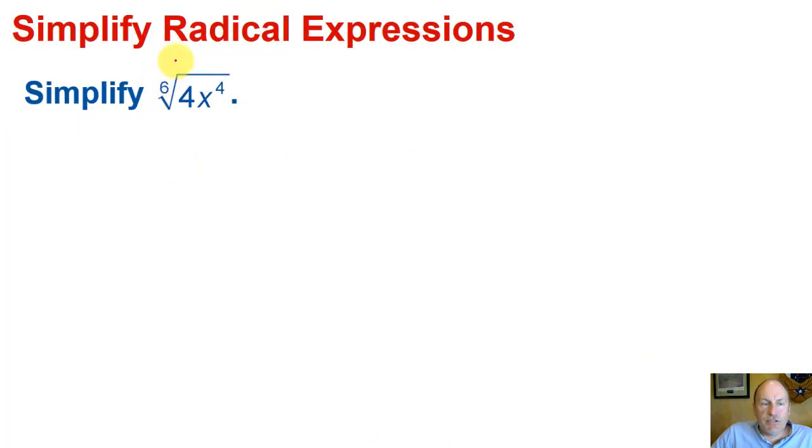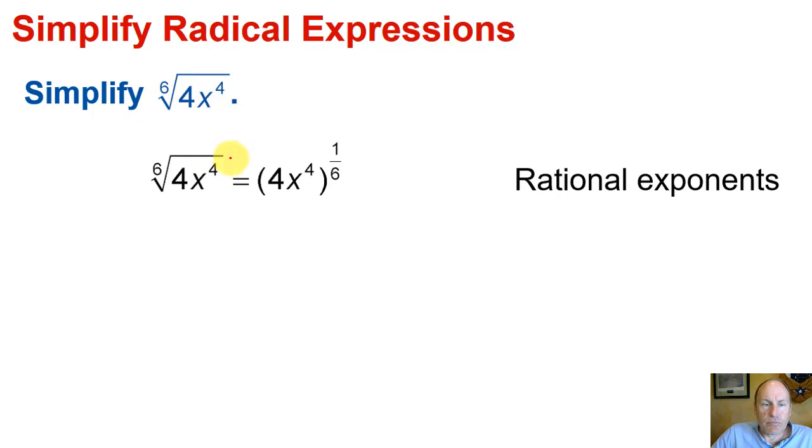So let's do another one here. The sixth root of the quantity 4x to the 4th. So let's rewrite these as rational exponents. Rational exponents have the advantage of being able to use our laws of exponents, and sometimes it's easier to take them out in that form instead of a radical form. So this is the same thing as 4x to the 4th, all raised to the 1/6 power. And so what we're going to do now is take the 4 and turn it into a power of 2. So 4 is the same as 2 squared.